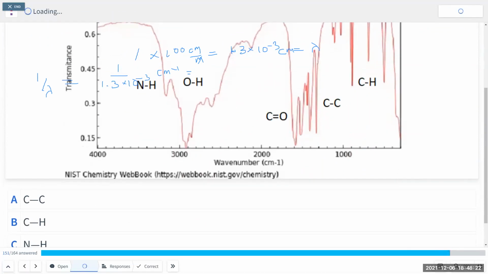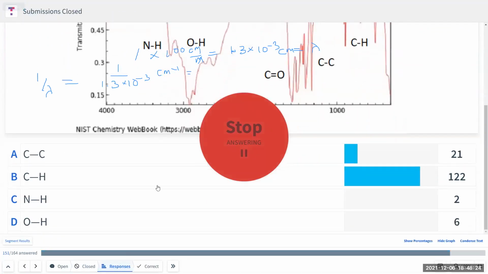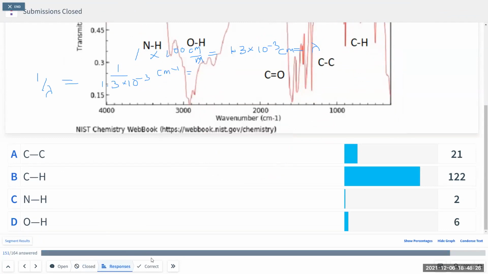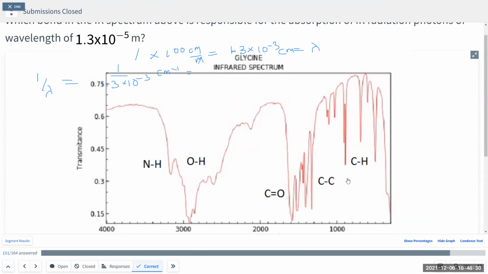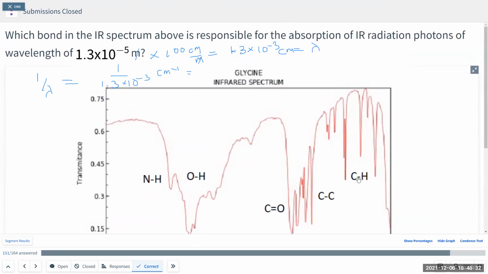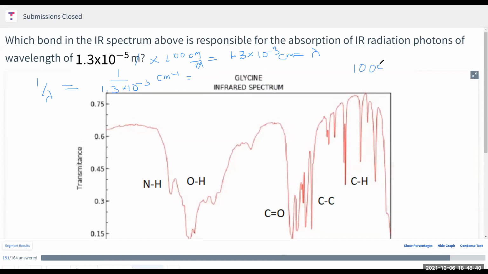1. Here are our responses. Most of us picked option B, and option B is the correct answer as well. That means you should get less than 1,000. So obviously we need to divide 1,000 by 1.3. You're going to get 900 something per centimeter.